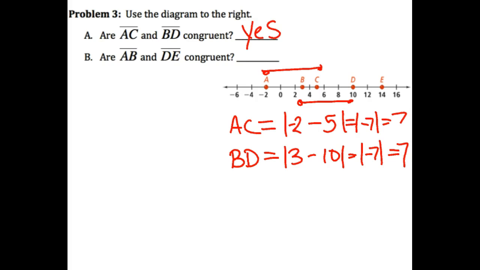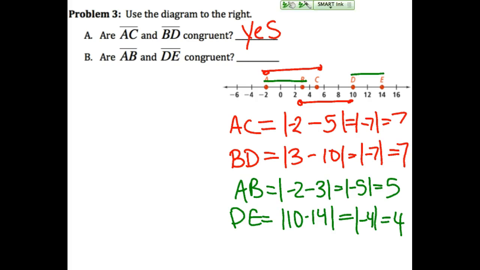Pause the video now and do the next one on your own. You can see some of my work there. I got AB to be 5 and DE to be 4. Since those are not the same number, they are not congruent. They do not have the same length.